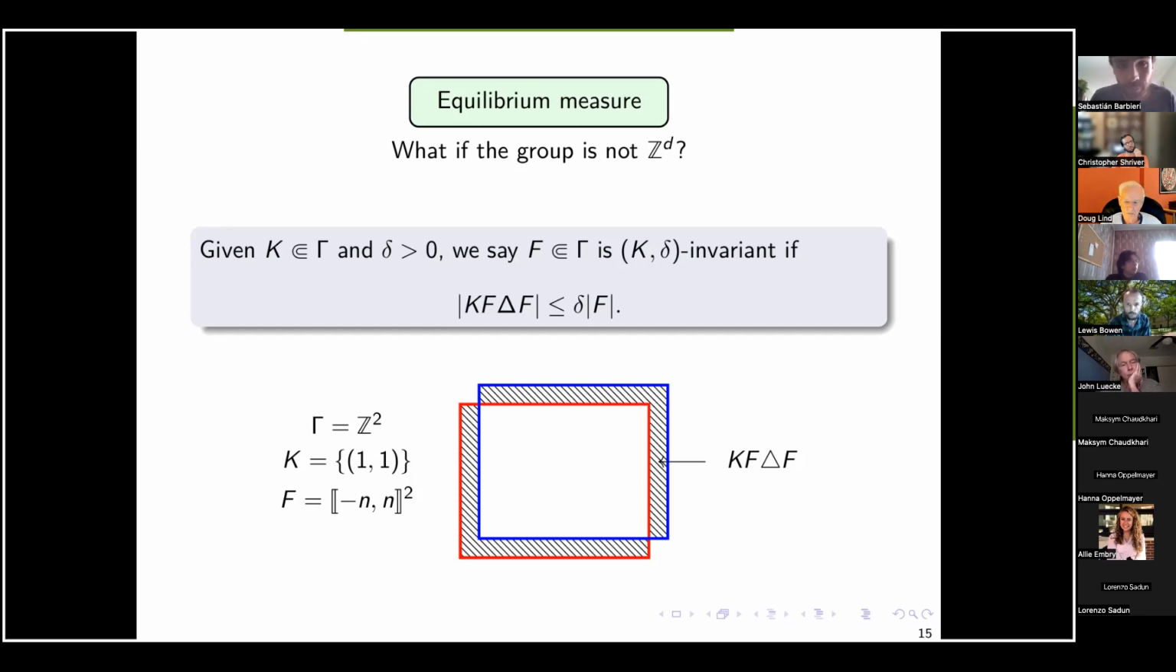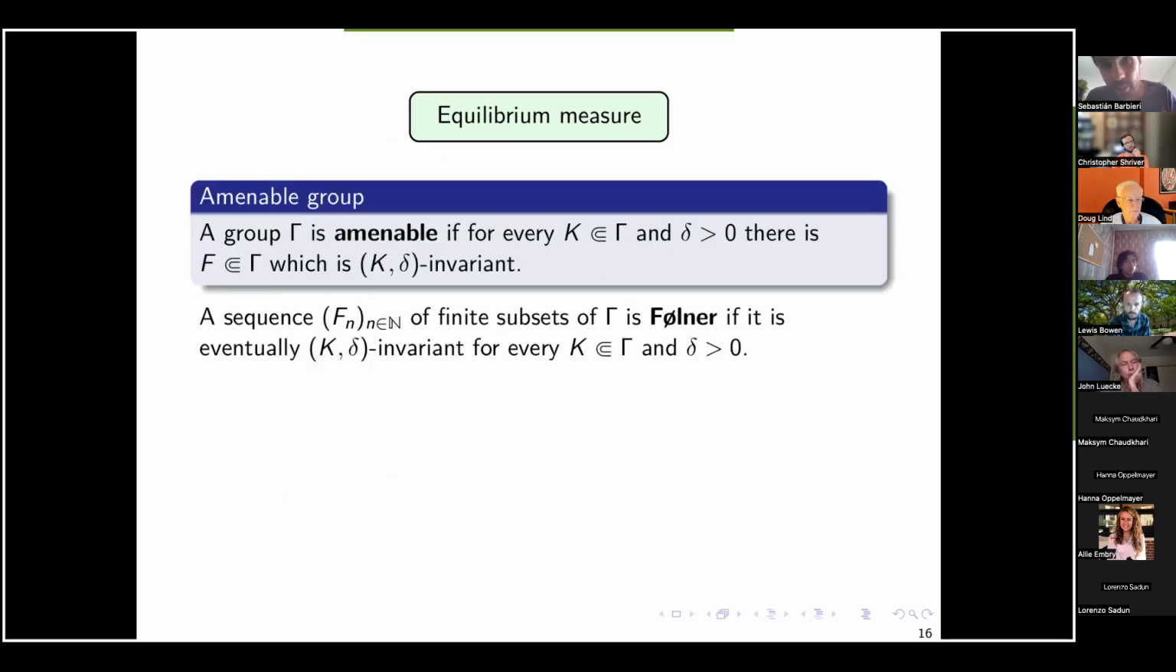Okay, so I'm going to say that the group is amenable if for every K and every delta, I can find a set which is K delta invariant. So I can find sets which are as invariant as I want. I'm going to say that the sequence of finite subsets is Følner if it is eventually K delta invariant for every K and for every delta.